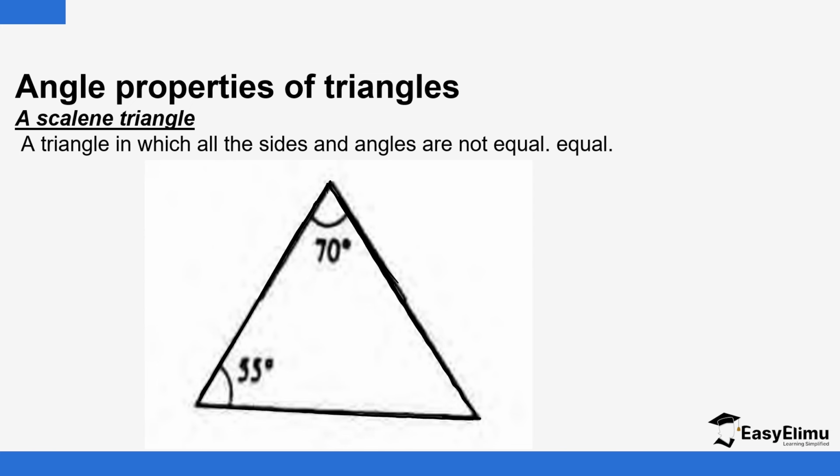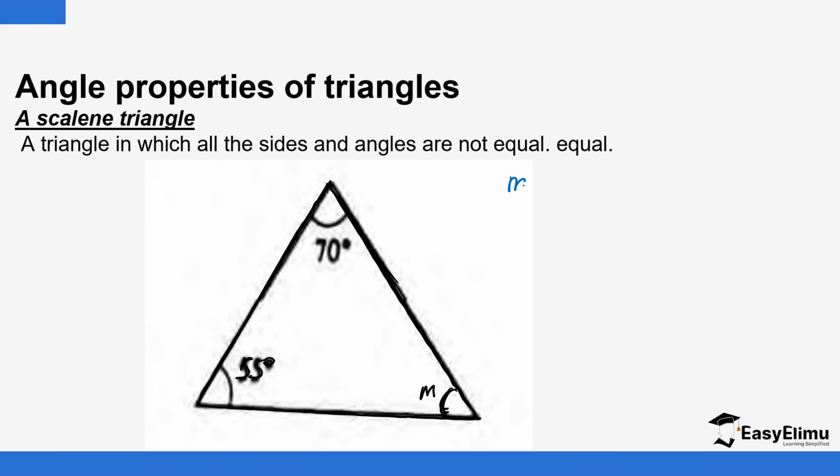So all those sides are different, and even the interior angles are different. Remember, we said that the interior angles of a triangle add up to 180 degrees. See, so this one is 55 degrees. So we should be able to find this M here. So let's try and find M.